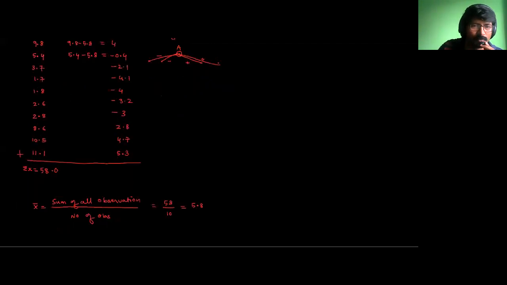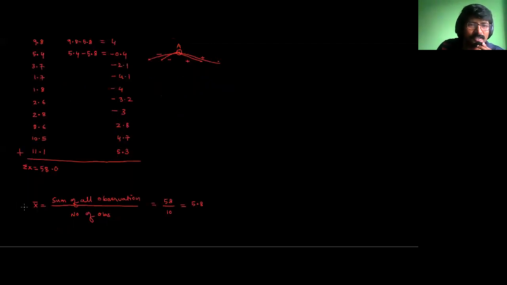And then we calculated x minus x bar. How will we calculate x minus x bar? Here it is 9.8 minus x bar. We had calculated x bar somewhere over here downside. How do we calculate x bar? X bar is nothing but the average. How do you calculate the average? Sum of all observations divided by the number of observations. So the sum of all observations is 58, divided by the number of observations, 10, which is 5.8.